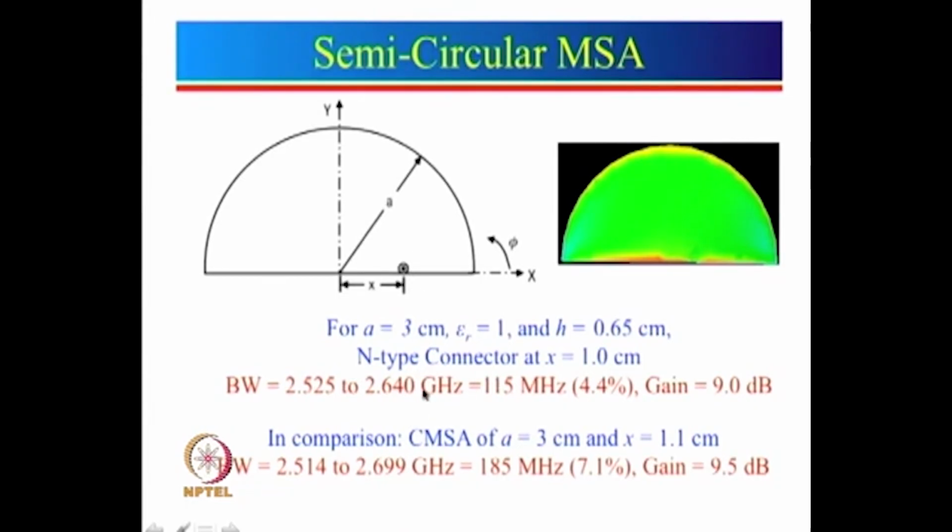And for comparison, now we have taken a equal to 3 centimeter, epsilon r equal to 1, and h equal to 0.65 centimeter.